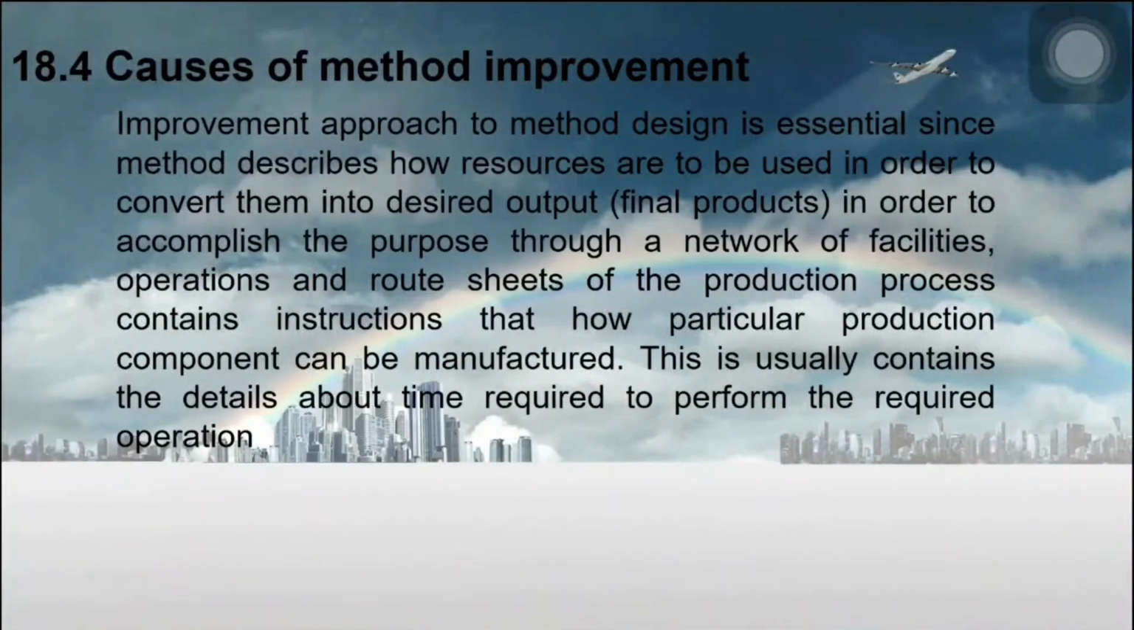Causes of method improvement. An improvement approach to method design is essential since method describes how resources are to be used in order to convert them into desired output or final products. In order to accomplish the purpose through a network of facilities, the operations and route sheets of the production process contain instructions on how a particular production component can be manufactured. This usually contains details about the time required to perform the required operation.